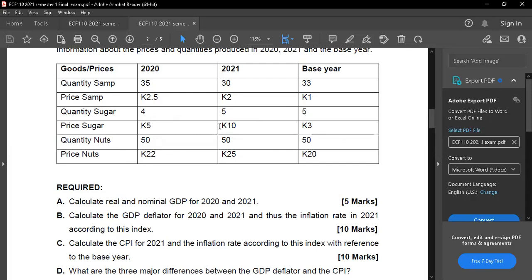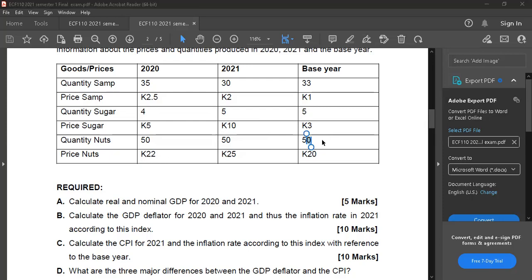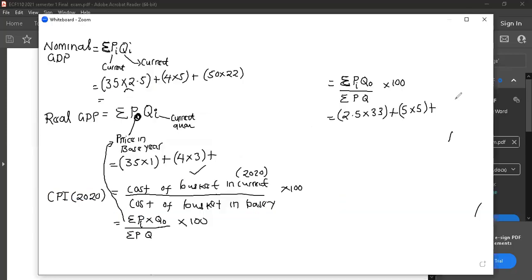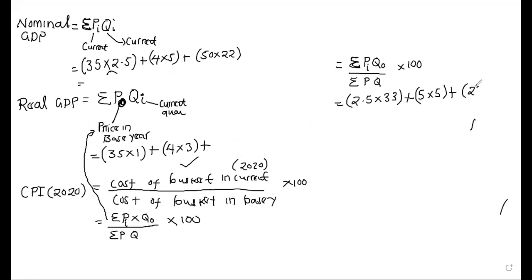Okay. So for nuts now, what's the current price? The current price is 22, which is this one I've highlighted, times the quantity for the base year, which is 50. So we'll say 22 times 50. That is the cost of the basket in the current year, then divided by the cost of the basket in the base year.